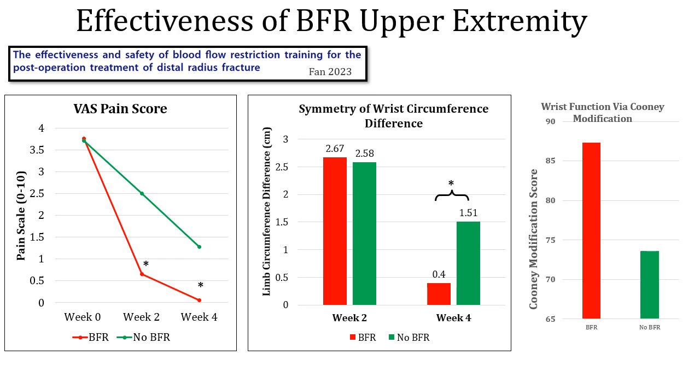And then the Cooney modification score, which is a surrogate measure of wrist function, we can see that the BFR group almost doubled their scores in comparison to that of the non-BFR group. Well, I take that back. Because of the scaling of the chart, it's not a doubling, but a substantial difference all the same, and that was statistically different from one group to the next.